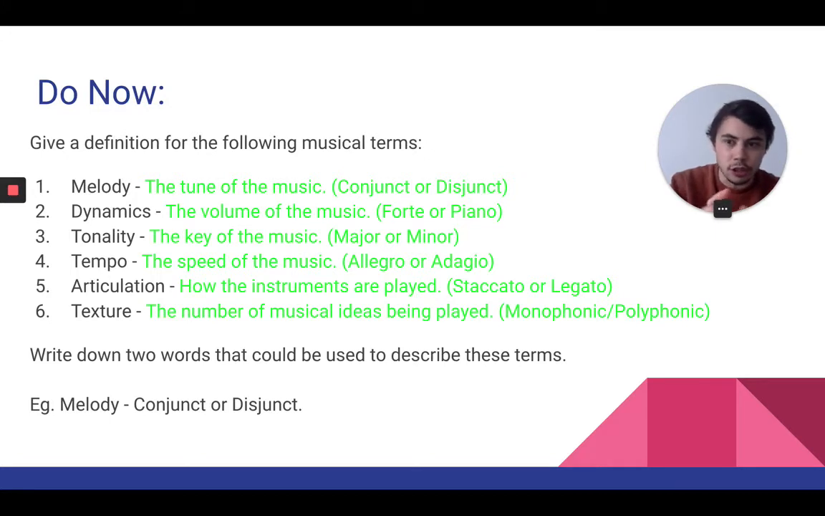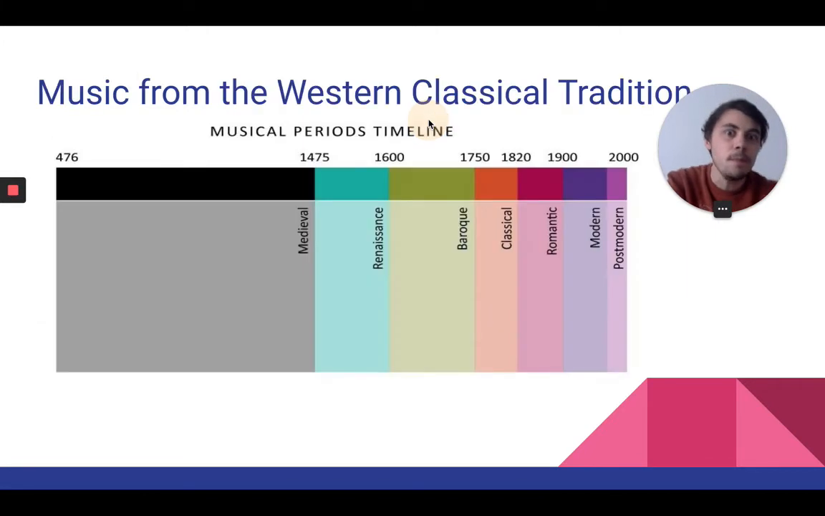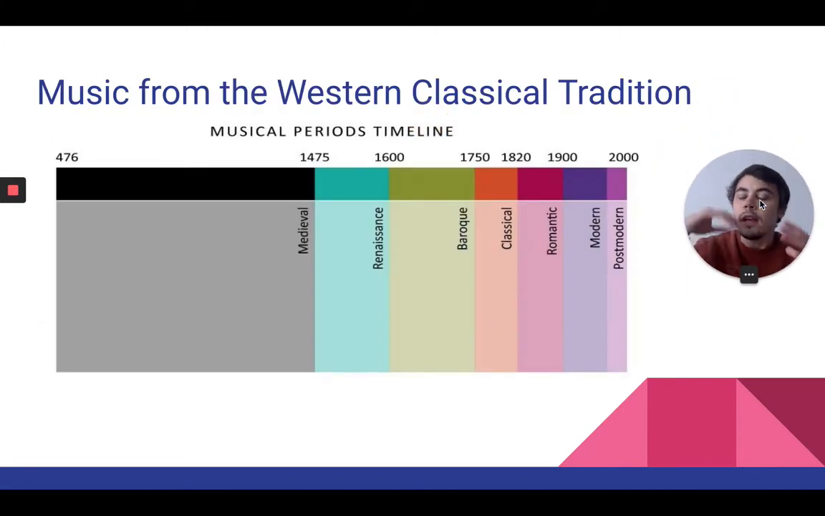I'm going to move on now and show you what we're going to be doing for the summer term. So we are going to be focusing, I'm just going to move my video again so you can see it all. We're going to be focusing on music from the Western classical tradition, which encompasses the time frame of the year 476, which was a very long time ago, all the way through to the year 2000. We're not actually going to look at all of that.